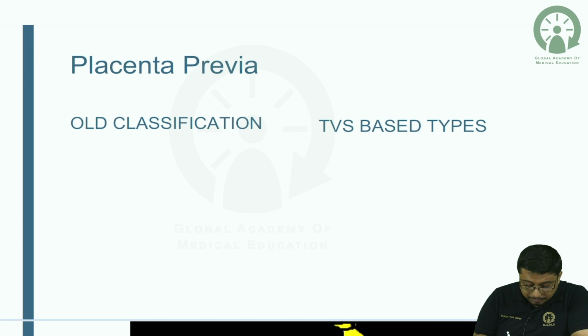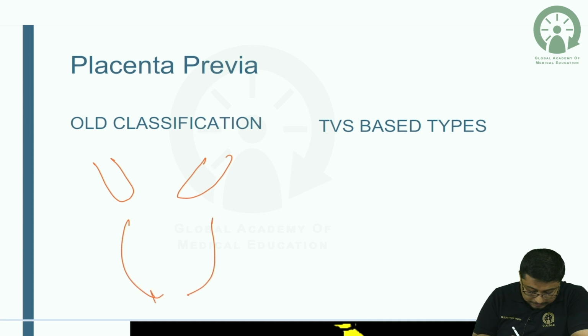Now placenta previa, there was this old classification. So this is the uterus and this is the cervix. If it is coming in the lower segment, grade 1. If it is going till the cervical edge, it is grade 2. If it is covering the os but will be open when the os fully dilates, grade 3. And if it is completely covering the os, it is type 4.